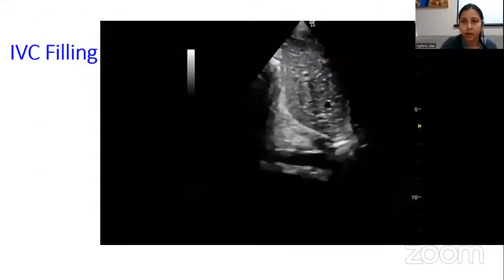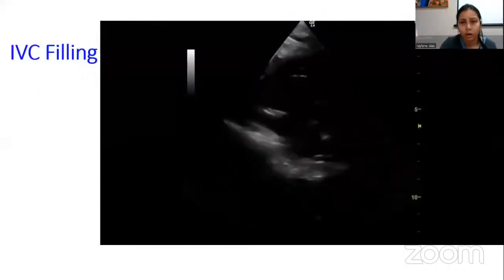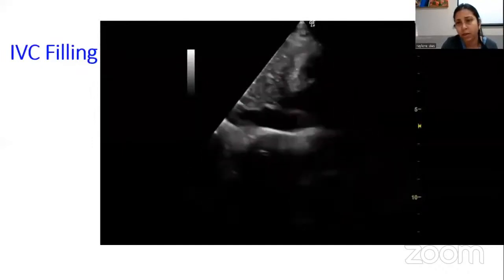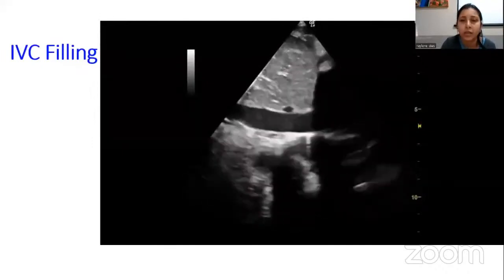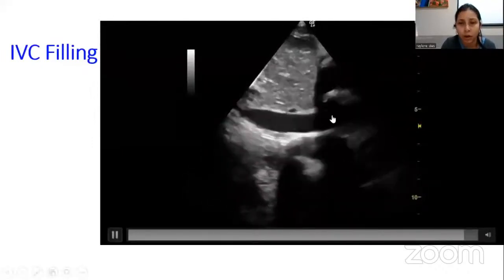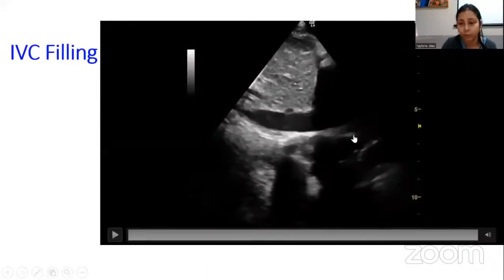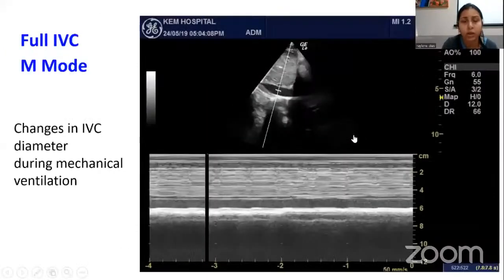So this is the IVC filling that we commonly do. Here, you need to look at a subcostal view, and you need to get the IVC opening into the RA. So it's important to get this, because otherwise you may mistake it for the descending thoracic aorta. So after you get this, you put it in M mode, and then you look at the collapsibility or the distensibility in a patient who's spontaneously breathing.